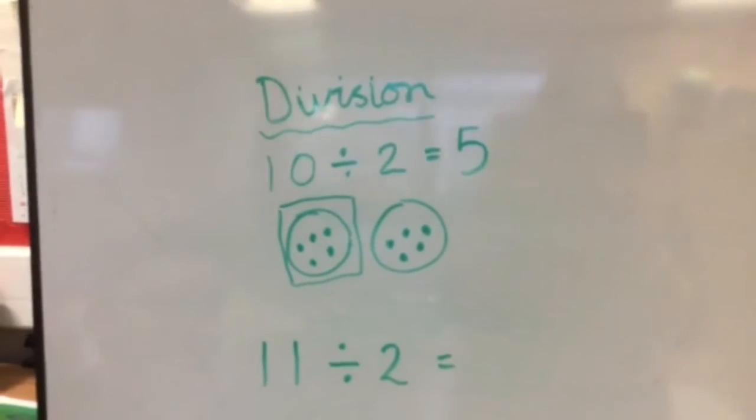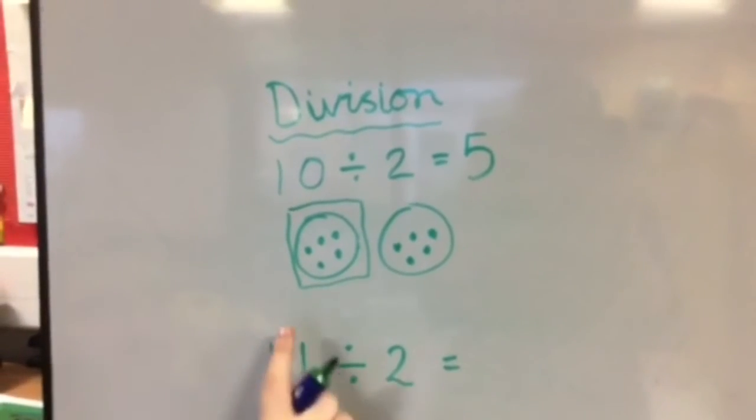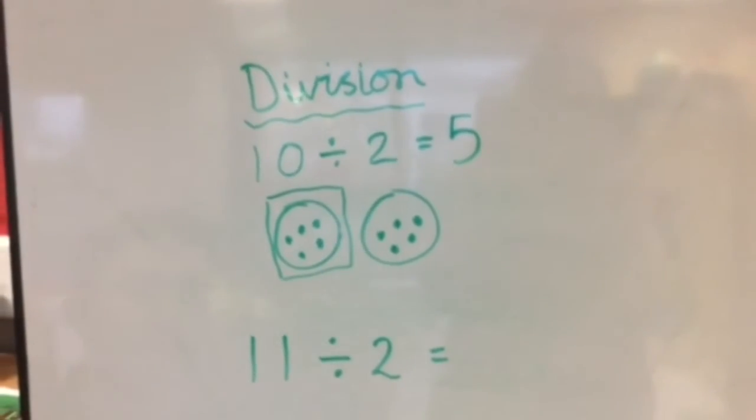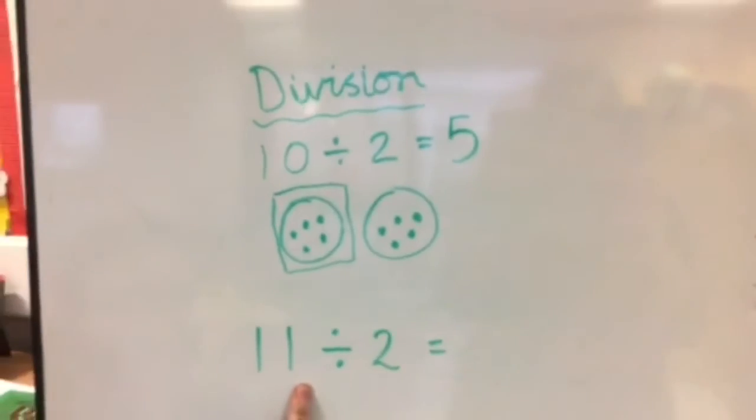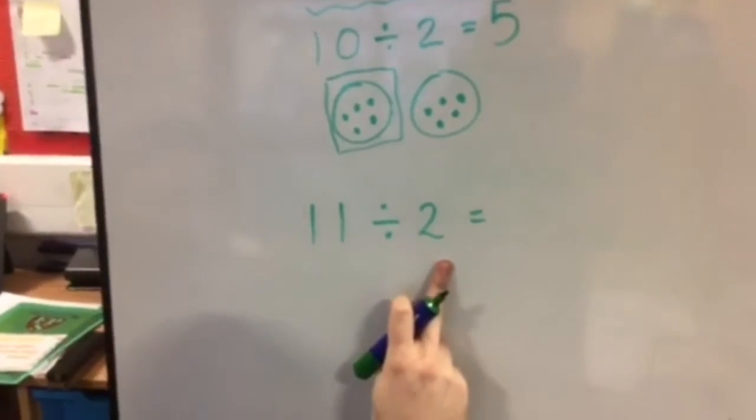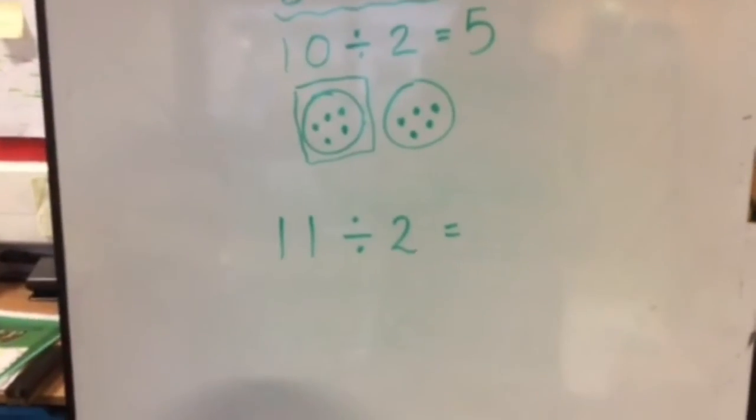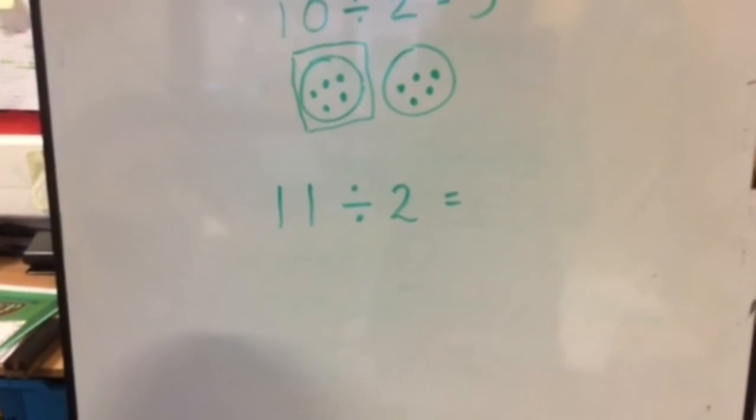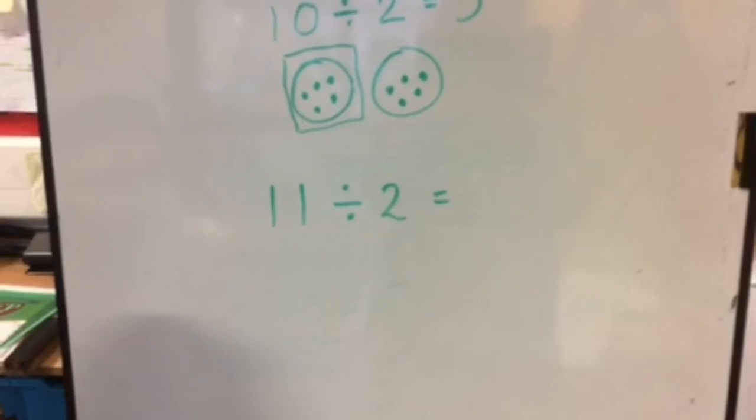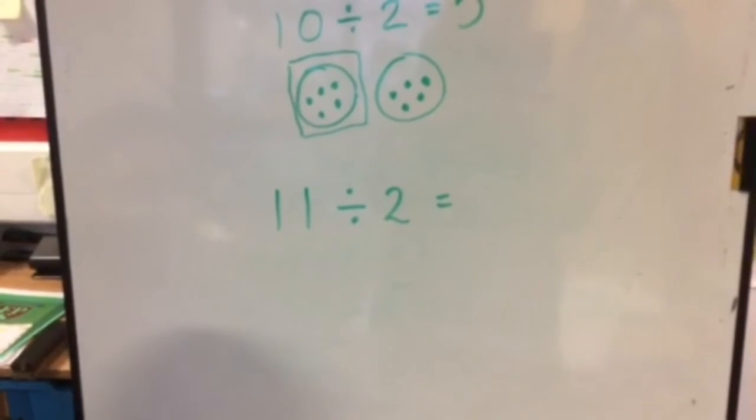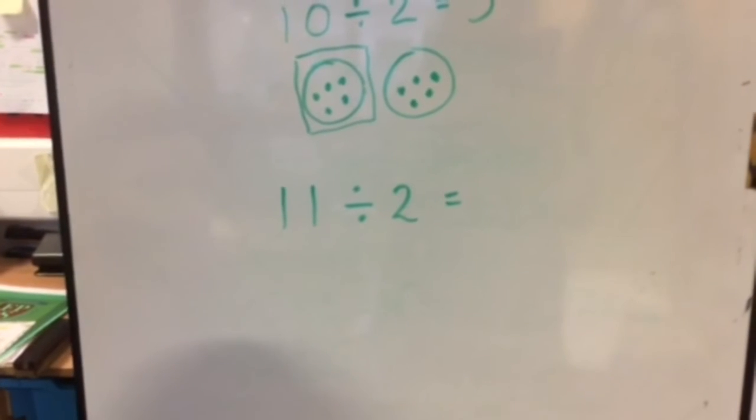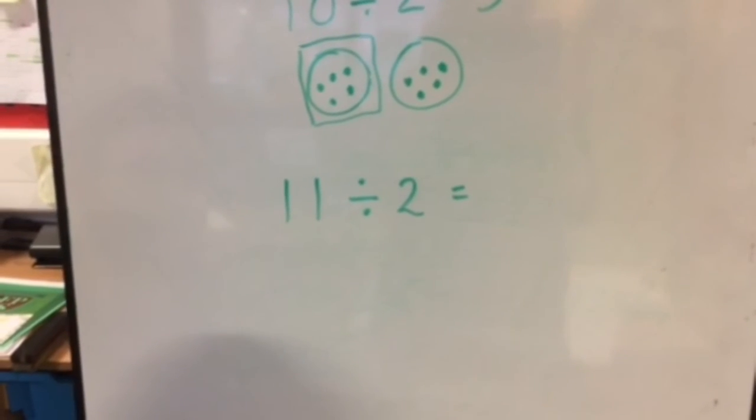And to move into greater depth, children need to understand that sometimes it doesn't always share equally and what to do with those leftover pieces. We've got 11 shared by 2. Now, first of all, the greater depth children would have to be able to reason whether this can be shared equally into 2, and they would be able to use their times table facts to understand that 2 doesn't go into 11 using their times tables. We would have a leftover, we would have a remainder.